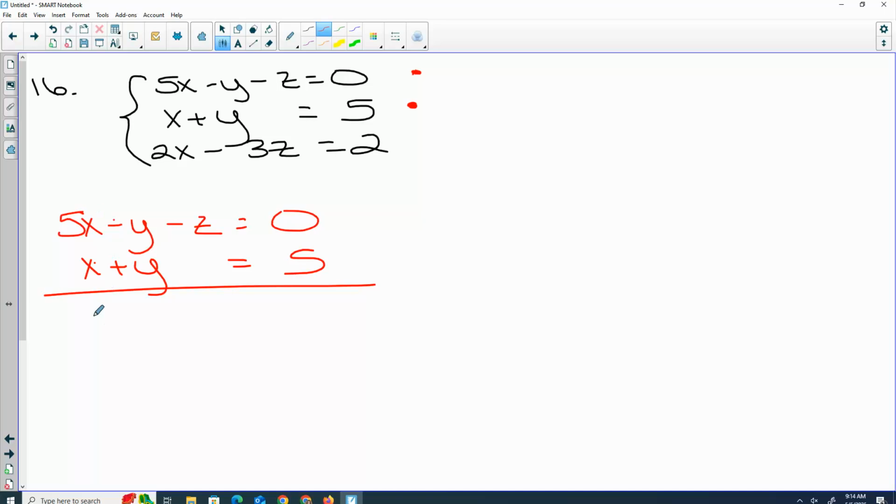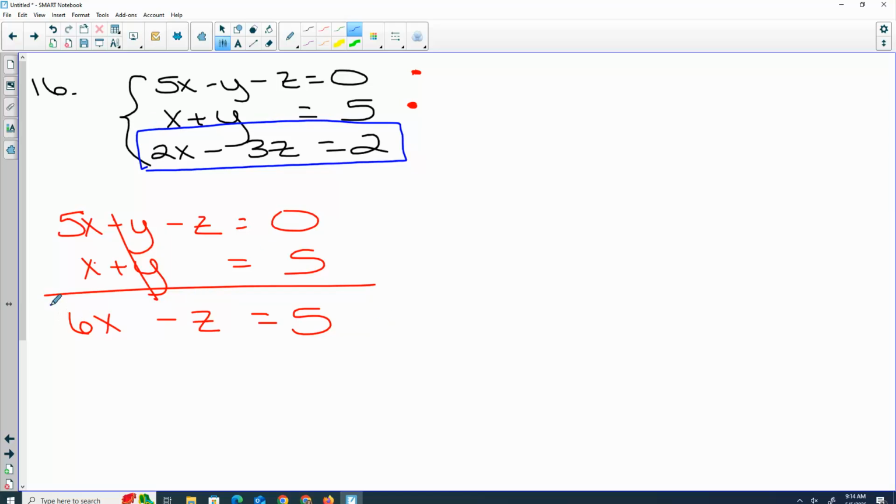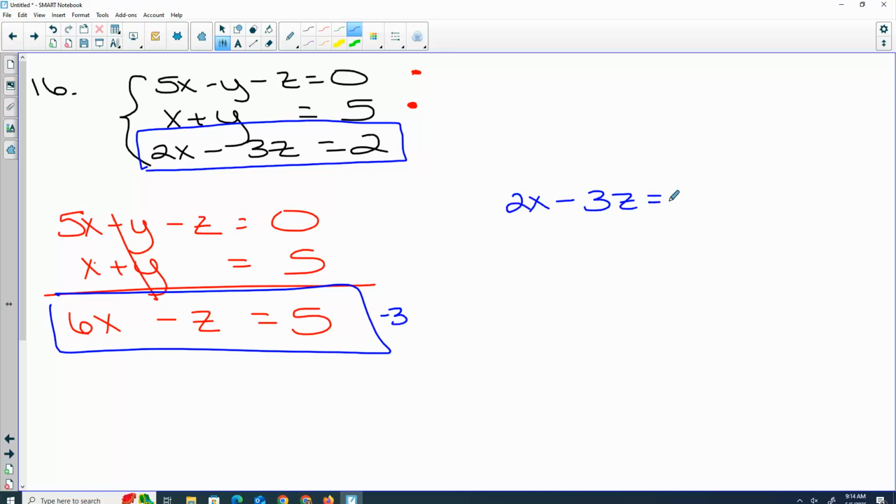So if I add those together, 5x plus x is 6x. My y's cancel. My z equals 5. I have to use this third equation. But it only has x and z, and look at the answer we just got. It has x and z, so let's put those 2 together. If I want to eliminate z, what would I do? So I'm taking that third equation. I'm going to take the answer I just got times -3.